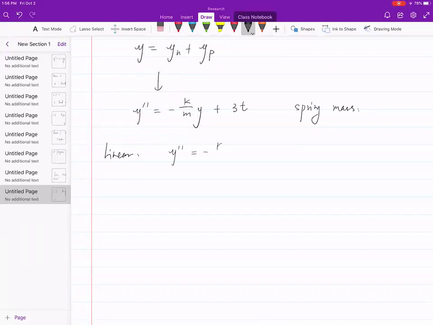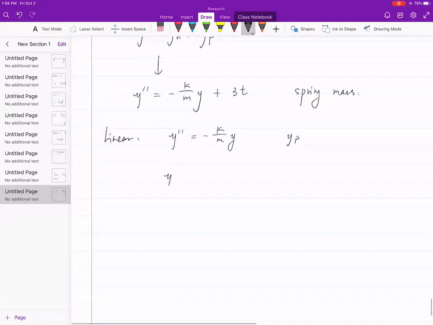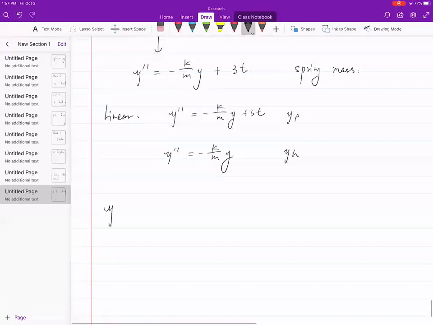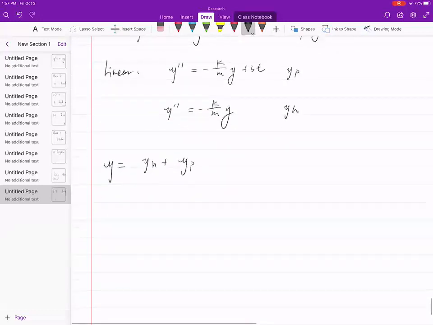Number one, you solve this one for one solution. And then you solve this homogeneous one, y plus y''' equals zero, with another solution. Okay. Then your final solution is going to be YH plus YP. Still okay here?